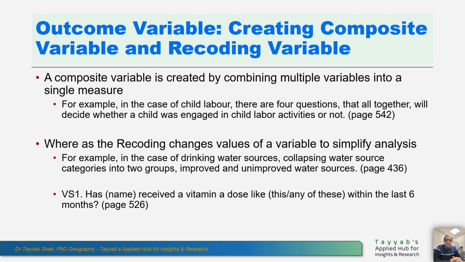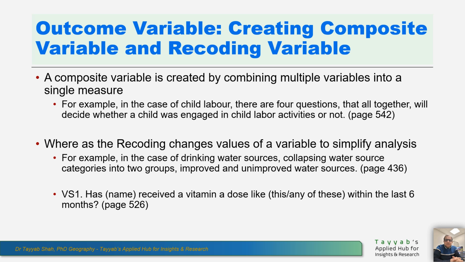And in this case, I have some examples. In the case of a composite variable, we have multiple questions, and we want to put them together to make one outcome variable by looking at all four or five, or however many questions we have, which we are going to combine. I am going to show you a child labor set of questions and how we will convert them into a binary variable for our binary logistic purposes.